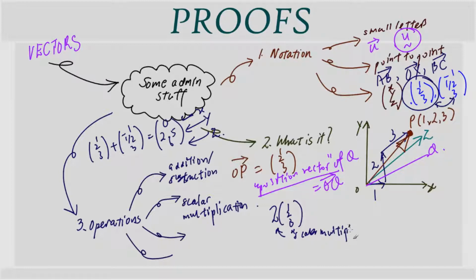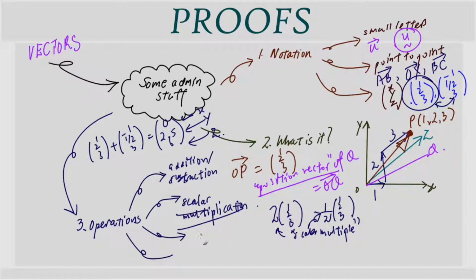There's no scalar division, but if you want to divide by 2, all you need to do is multiply it by half: half times (1, 2, 3). This is also called a scalar multiple. So these two things are lumped under what we call scalar multiplication. For the last two types of operations, we're going to go into way more detail later on.